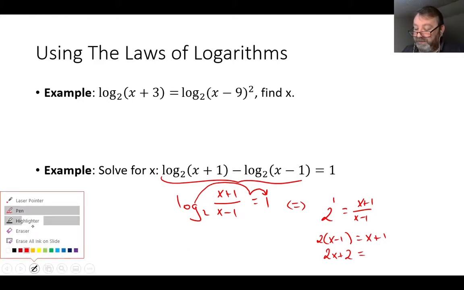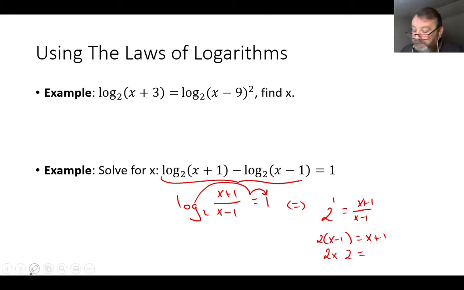So 2 times x is 2x, 2 times minus 1 is minus 2, equals x plus 1. So that means you take x away from both sides. You're going to take 1 away from both sides: x minus 3 equals 0. That gives me x equals 3. And there's your answer. So we're falling back on algebra, chapters 1, 2, and 3 of the book. I told you they will appear everywhere. You've got to remember how to do all your algebra. Okay.